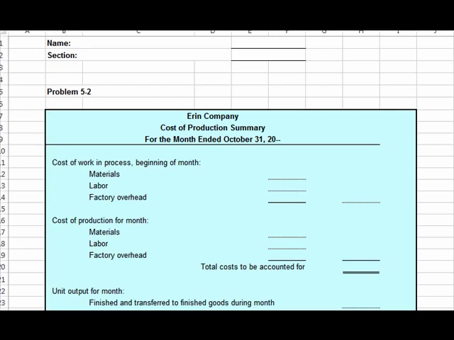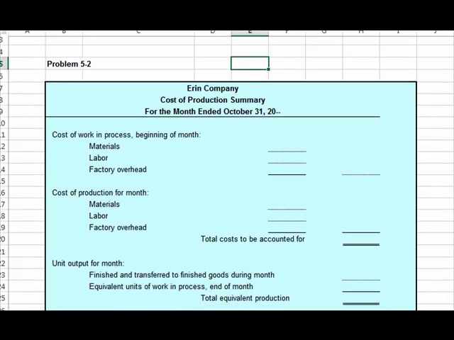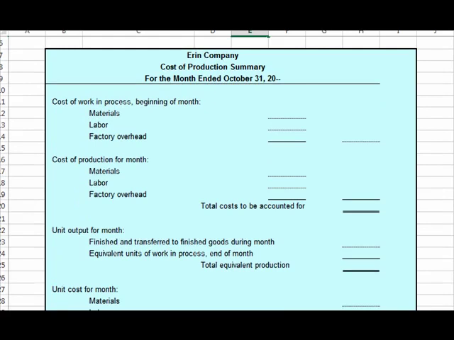Okay, you guys, we're now going to take a look at problem 5-2 on page 288. Now here in this chapter we're dealing with businesses that use a process cost system. I didn't mention that in the earlier video in the chapter, or I did mention it, I just didn't talk about it much because we went over that in managerial accounting.